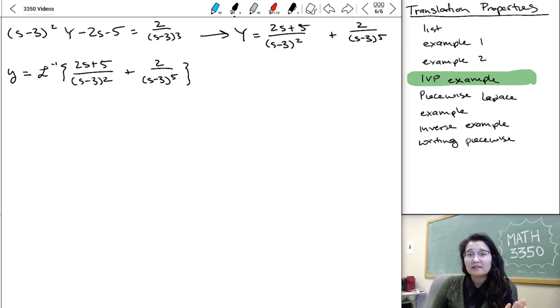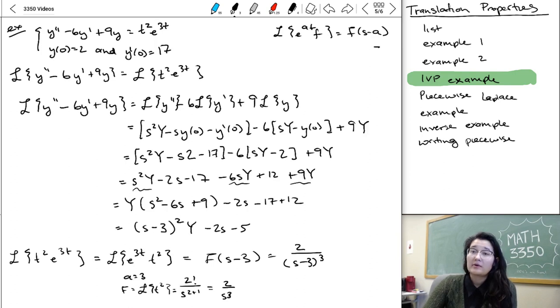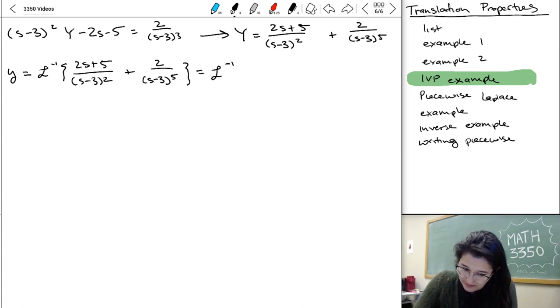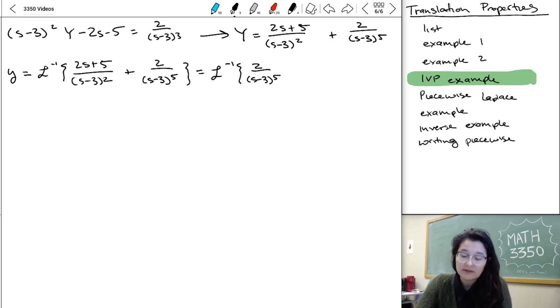Since I see s minus 3's, I need everything to look like s minus 3. Or another way to remember it is if you use this property when you start your problem, you're probably going to have to use the opposite when you return, so you need to put everything in terms of s minus a. Either way, I end up finding that my 2 over (s minus 3) to the 5th term is already okay.